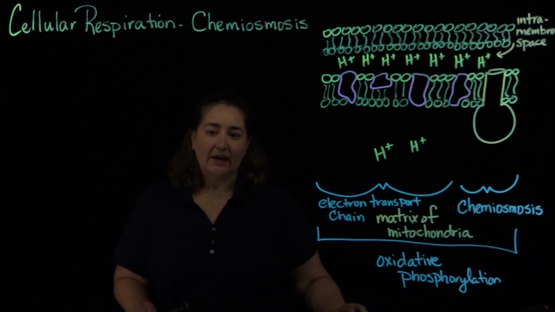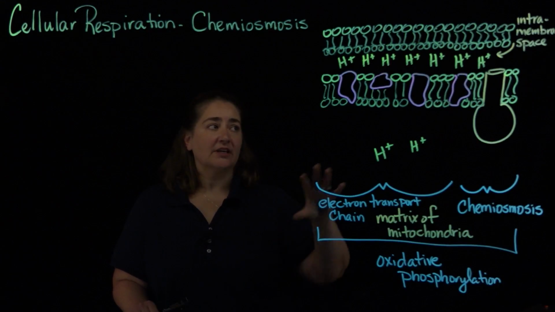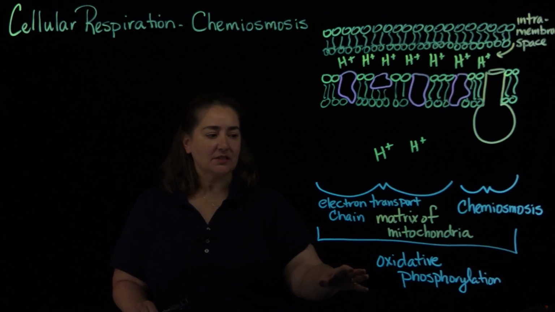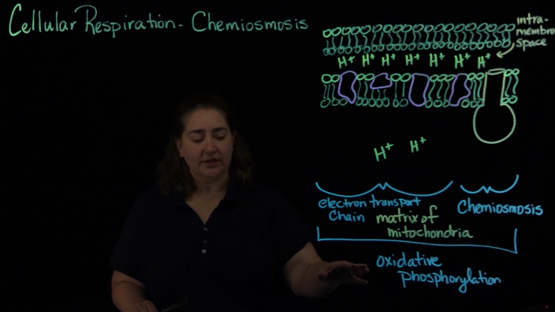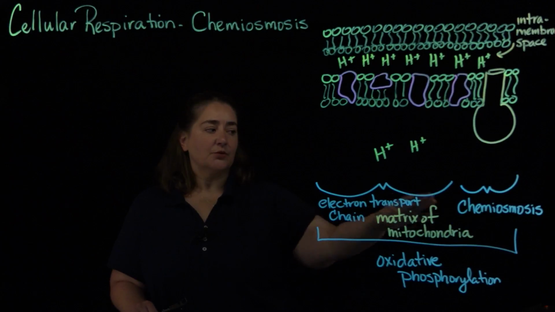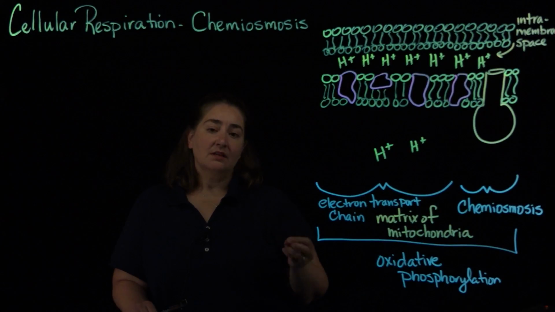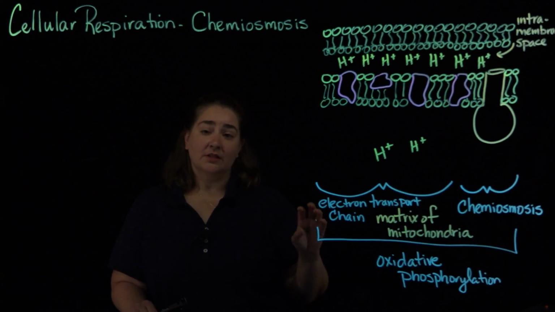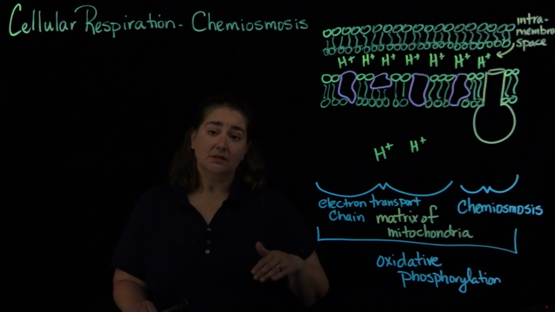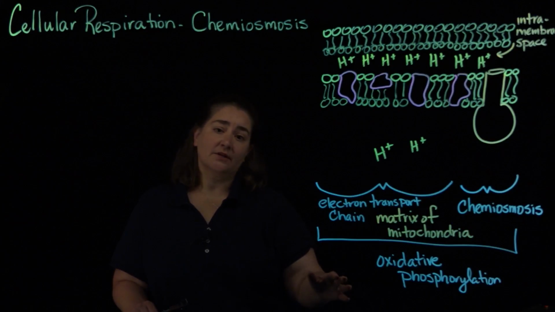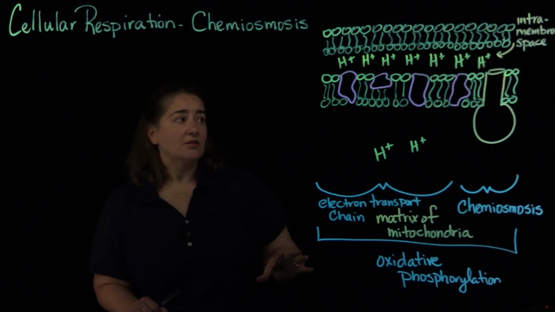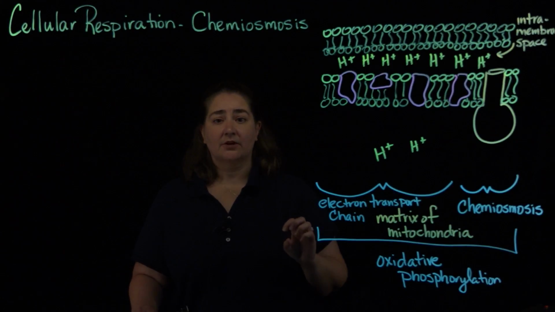Hello and welcome back. In this video we're going to review a little bit about what happens in oxidative phosphorylation with the electron transport chain and chemiosmosis. I'm also going to talk about where things can go wrong and what happens if oxidative phosphorylation doesn't happen the way it's supposed to.